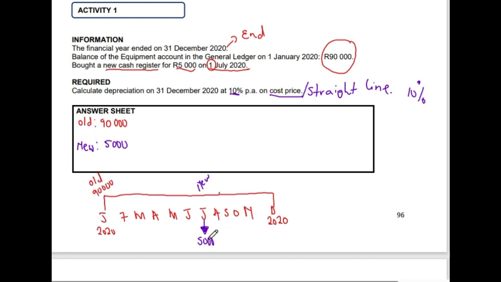We also had equipment in the middle of our financial year. So guys, let's calculate depreciation. Since we are using a cost price or straight line method, meaning it's a fixed method of depreciation.